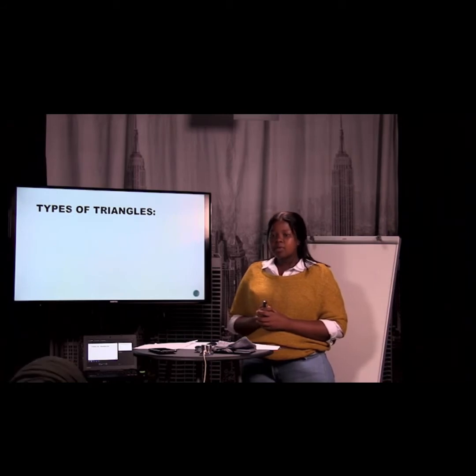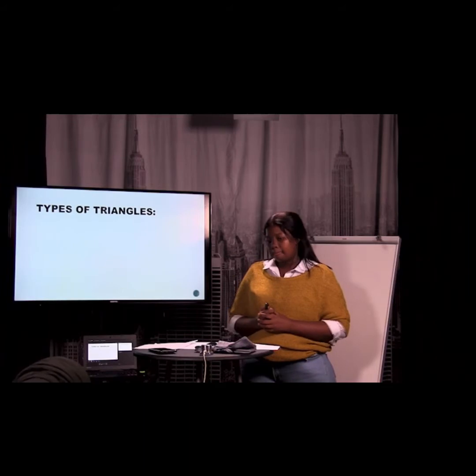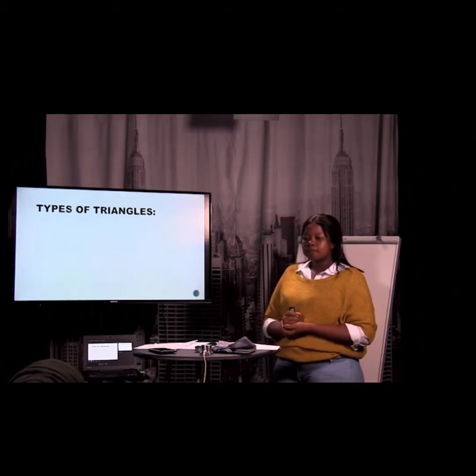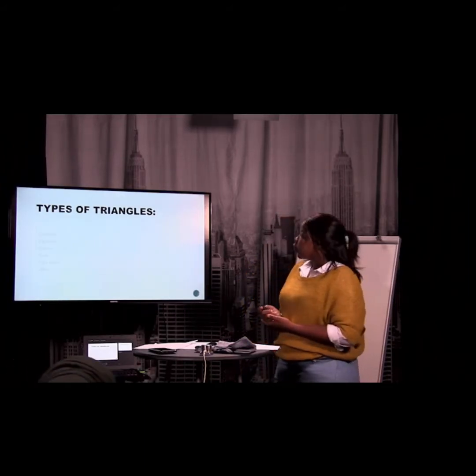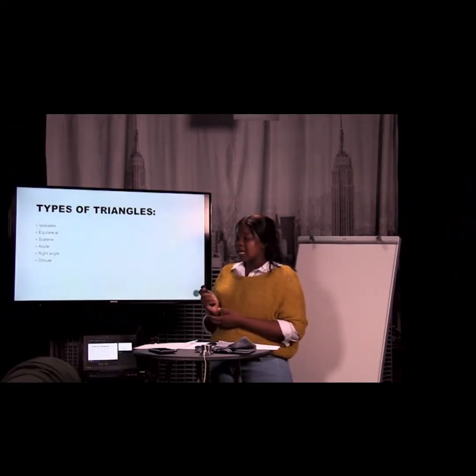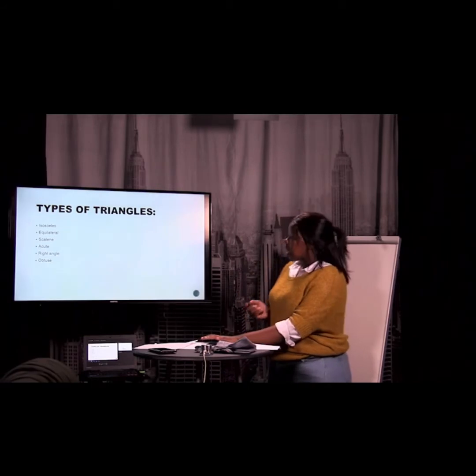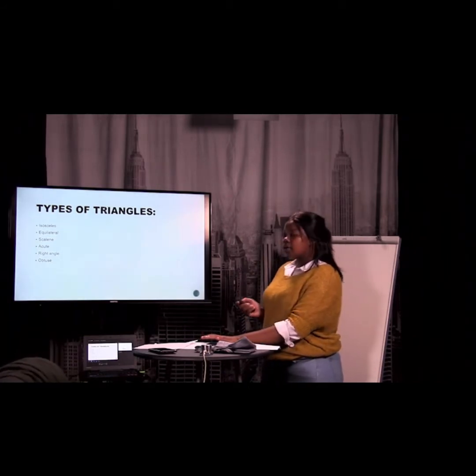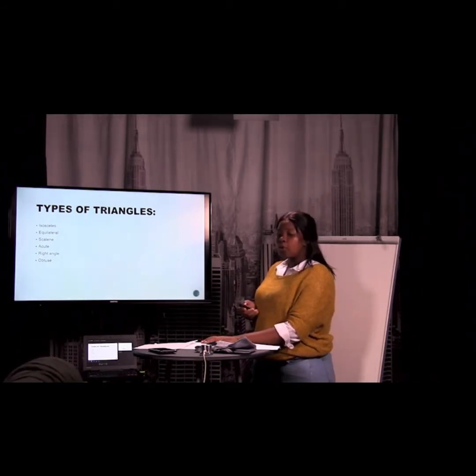Okay, so you get the isosceles, the right angle triangle, and the scalene one. Okay, we have 6 types of triangles, which is the isosceles, the equilateral, and the scalene. Those are used for sides. And we also have the acute, the right angle, and the obtuse. These are used for angles.